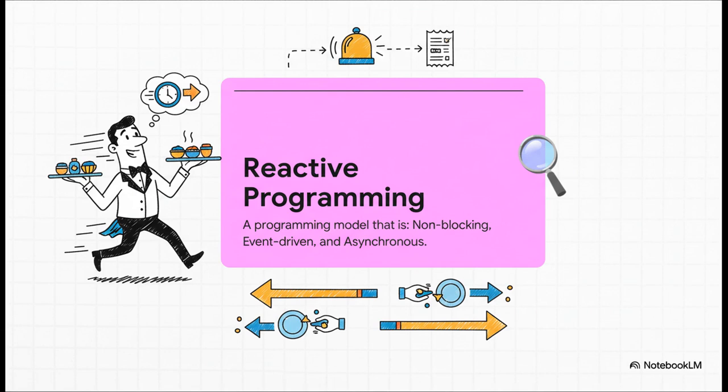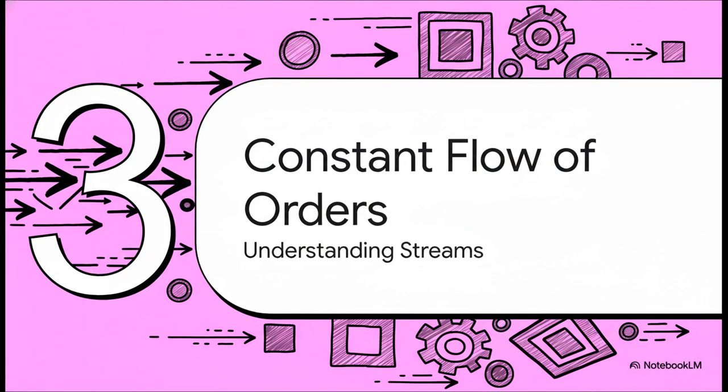It's non-blocking because our waiter, our thread, is never stuck waiting around. It's event-driven because the waiter acts based on events, like a little buzz from the kitchen saying, "Hey, order's up." And it's asynchronous because taking the order and delivering the food are now two separate things that happen independently, not in some rigid step-by-step sequence. So you can imagine, in a really hopping restaurant, orders aren't just single, isolated things. No, they're a constant, never-ending flow. And reactive systems are built from the ground up to handle this continuous stream of data and events.